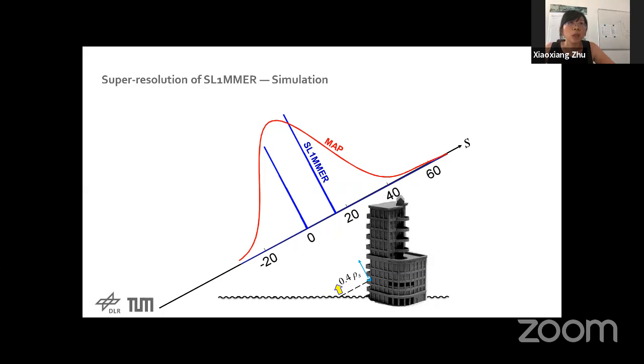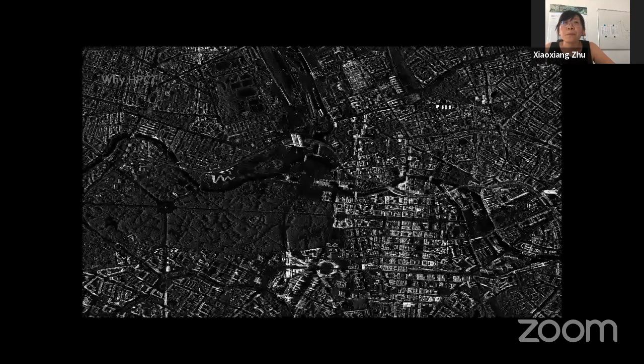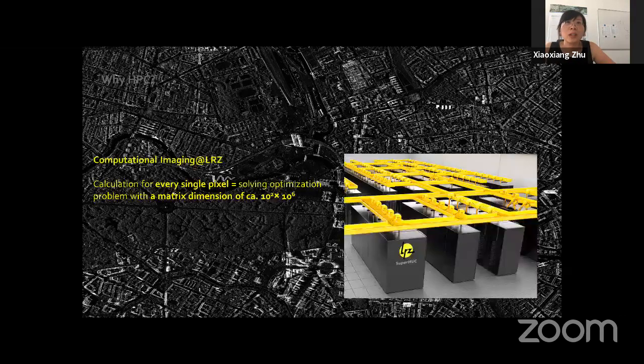Now, coming back to the Berlin case, here we actually need a supercomputer because we perform the previously mentioned sparse reconstruction for each pixel. This means solving an optimization problem with a matrix dimension of about 100 times 1 million for each pixel. If we process Berlin, this means we have 10,000 pixels times 6,000 pixels. This is the computation we need to do, and we are getting a lot of support from our Leibniz Computing Center.